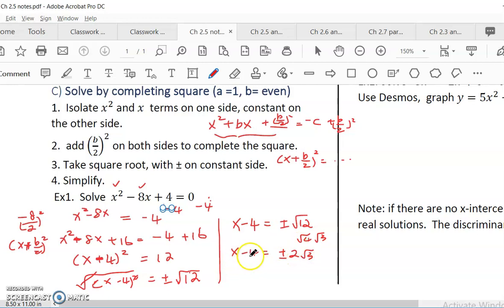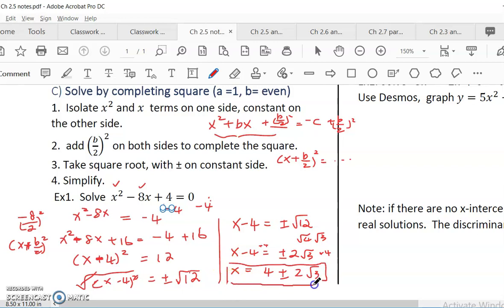Clean up the 4 because you want x equal. X would equal 4 plus and minus 2 root 3. So it's actually 2 answers because you add 4 on both sides, right? Plus 4, plus 4. I can't have 2 x's. So x would equal 4 plus 2 root 3, 4 minus 2 root 3, and that's the answer.